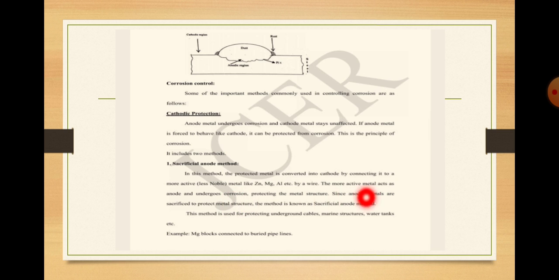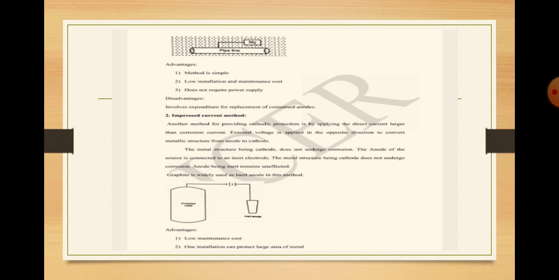The more active metals act as the anodes and undergo the corrosion, thereby protecting the metal structures. Okay, this is the sacrificial anode method which is present in cathodic protection. An example is magnesium blocks connected to the pipelines.